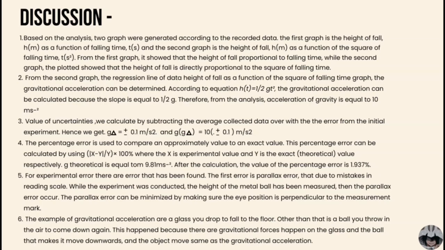Examples of gravitational acceleration are a glass you drop that falls to the floor. Other than that, a ball you throw in the air comes down again. This happens because there is a gravitational force acting on the glass and the ball that makes them move downwards, and the object moves in accordance with the gravitational acceleration.